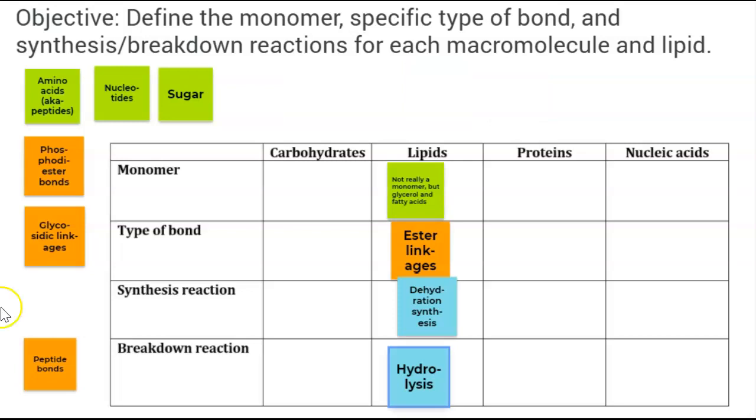All right, so technically the fats and phospholipids are not macromolecules, so technically not really monomers, but the things that make them up are glycerol and fatty acids. And then the type of bond between those things is called ester linkages. And then the same thing for synthesis, it's dehydration synthesis, and the breakdown is hydrolysis. All right, this time I promise I'm really done.